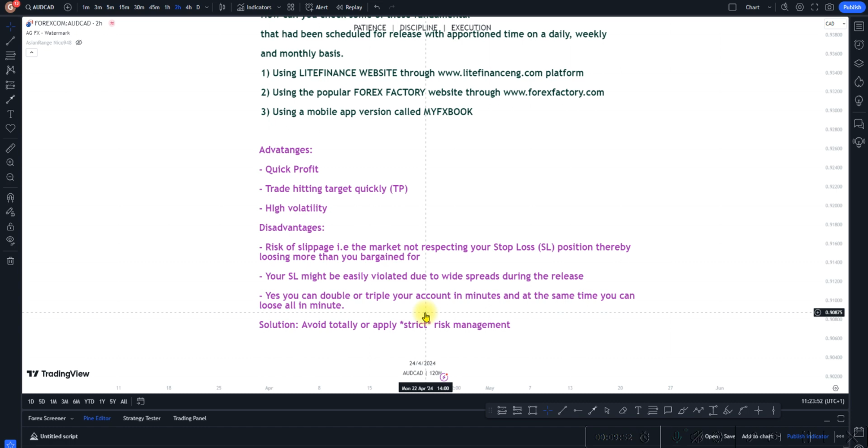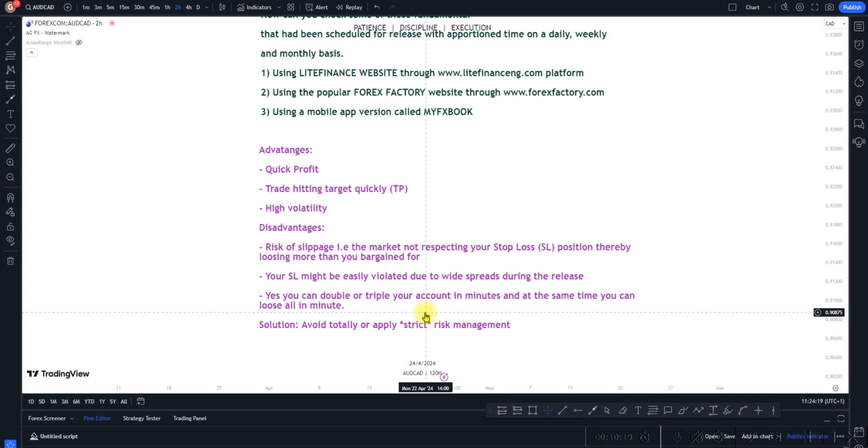I know of some traders that majorly create a separate account for fundamentals, and they put a little amount of money that they know they can afford to lose for trading that fundamental. Don't open your main account to the market for them to take away your hard-earned money. So you have to be able to apply strict risk management.